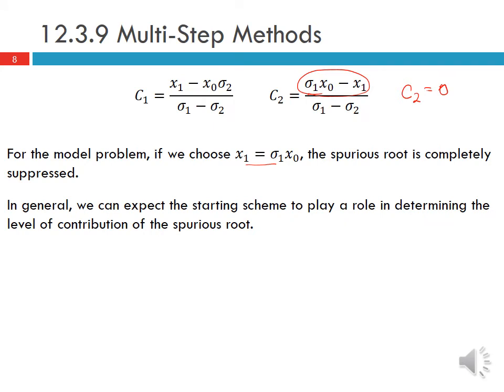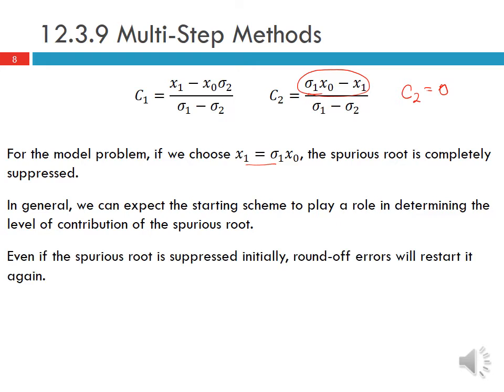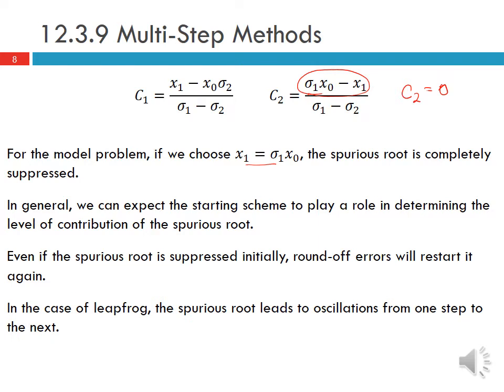In general, we can expect the starting scheme to play a role in determining the level of contribution of the spurious root. It's important to note that even if the spurious root is suppressed initially, round-off errors can restart it again. So in the case of the leapfrog method, the spurious root leads to oscillations from one step to the next.